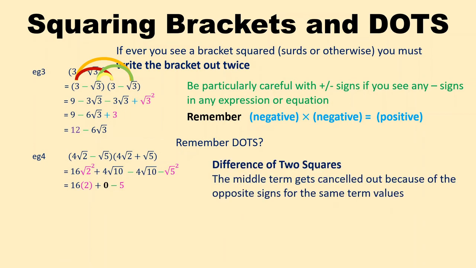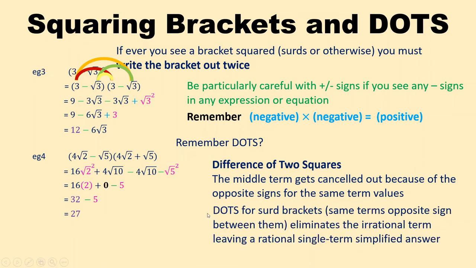DOTS is the difference of two squares, where the middle term gets cancelled out because of the opposite signs of the same term values. The positive 4 root 10 and the negative 4 root 10. And that's what happens when we multiply brackets together, where we've got the same terms in each bracket, but the opposite signs between those terms. So let's go on to simplify this. This is going to be 16 times 2, which is 32, minus 5, which simplifies to be simply 27.